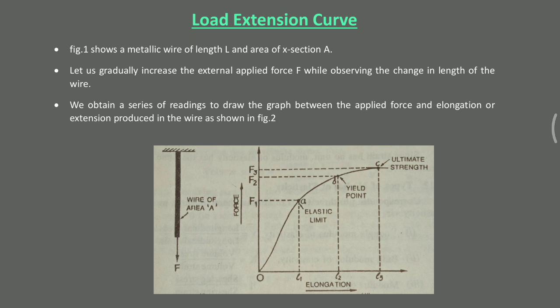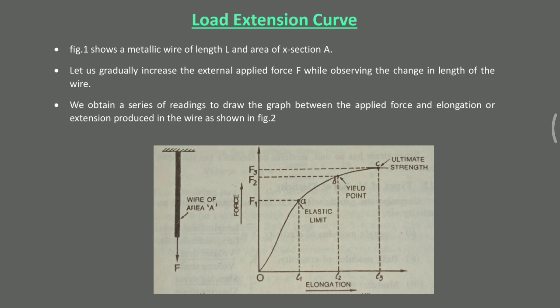And when the force is increased from F1 to F2, that means if the force is greater than F1 but less than F2, the wire loses some of its elastic properties and does not quite come back to its original position when the external forces are removed. However, B is called the yield point of the material of the wire. We must always keep the applied force below the yield point. If you raise the applied force beyond F2, the wire goes on stretching until we reach the point C. It is situated at the top of the curve and is called the ultimate strength.